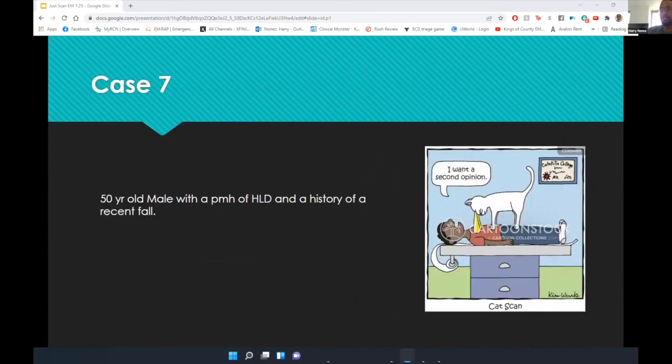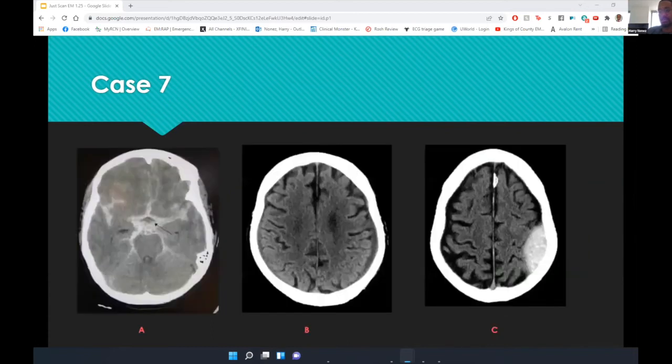Case 7, 50-year-old male, past medical history of hyperlipidemia and a history of a recent fall. Very general statement, so it could be anything. So let's see what the CAT scan shows. You have 3 scans here. So to make it a little bit easier, A is someone who had a sudden onset severe headache. B is a poor historian, but with increasing confusion over the past several weeks. And C is an alcoholic who was found unconscious. Can anyone shoot out any of these?